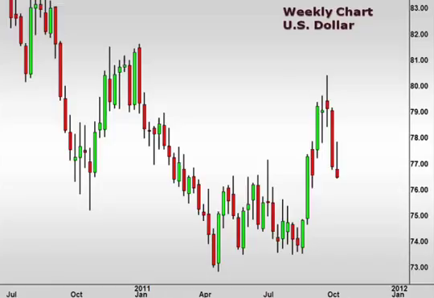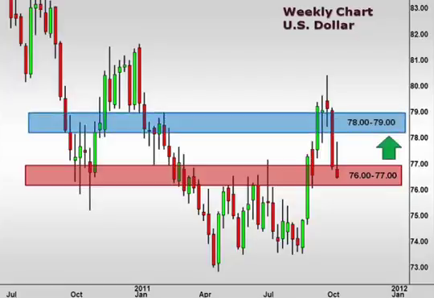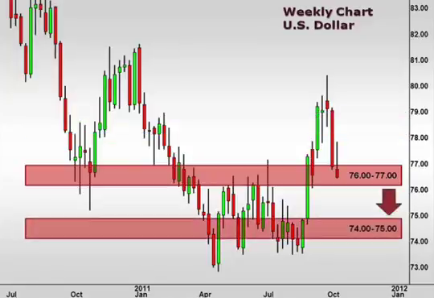Let's take a look at a weekly chart of the US dollar index. This is a great way to gain perspective as to how the US dollar has been trading against a basket of currencies. We can see here that the dollar index bounced to test 78 before selling off back down into our 76.77 support level. With the 76.77 level acting as a key support, we expect a bounce higher to test the 78.79 resistance level. A break below 76 opens the window for a continuation lower.